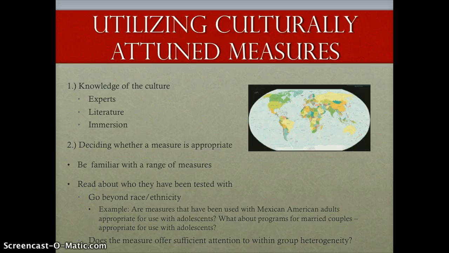What about married versus unmarried or cohabiting couples, for example? Also, does it pay attention to within group heterogeneity? So is it a measure developed for Asians but not paying attention to subpopulations? And measures aren't going to be perfect, but some things that we can at least be attuned to.